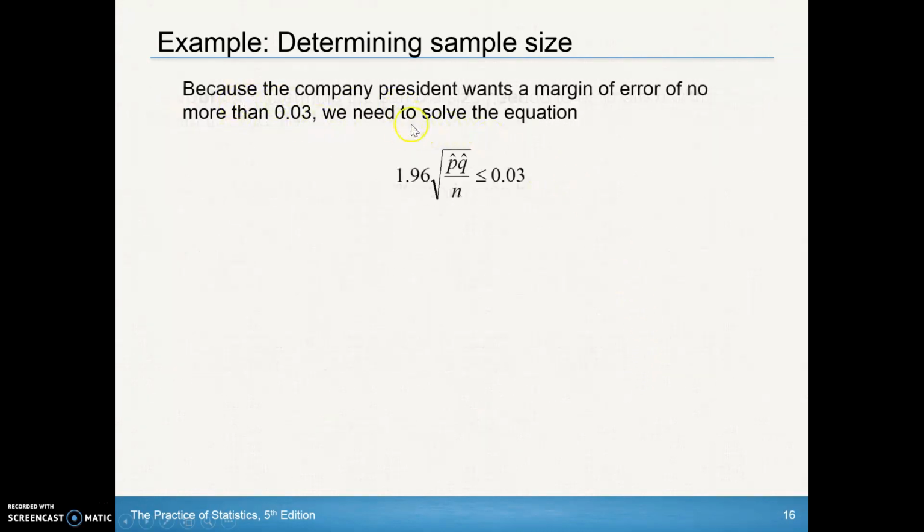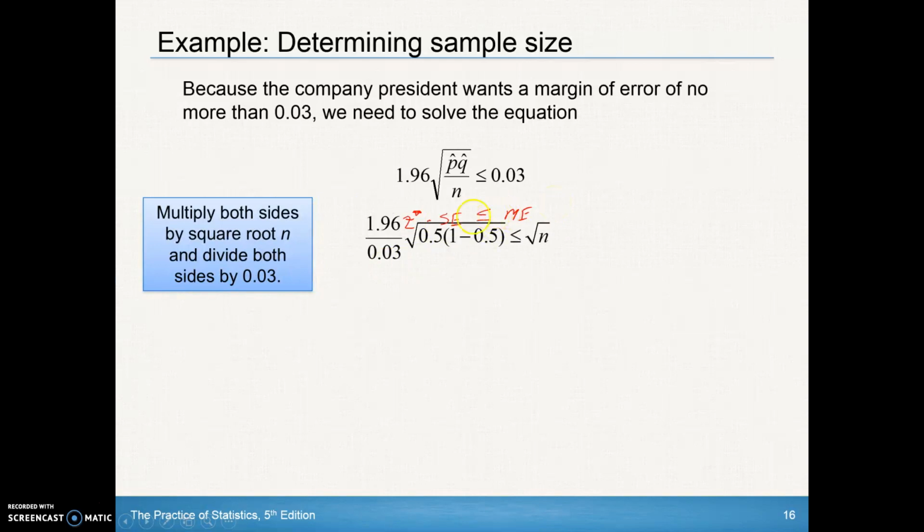So, just putting the numbers into that formula. Again, here, that is our z star. This right here was our standard error. And then there is our margin of error. So again, this is our standard error. And we want that to be less than our margin of error.